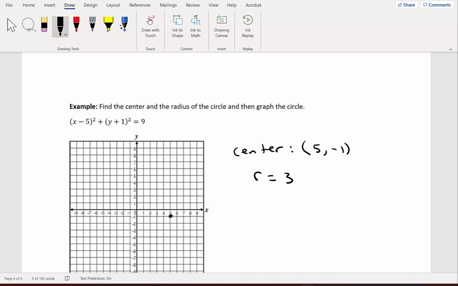So using the radius, you're going to go 3 units in each direction from the center. So I'm going to go 3 units to the right, which gives me this point, 3 units to the left, which gives me this point, 3 units down, which puts me over here, and then go 3 units up, which is this point. Now I have to connect these points with the circle. And now we have our graph.